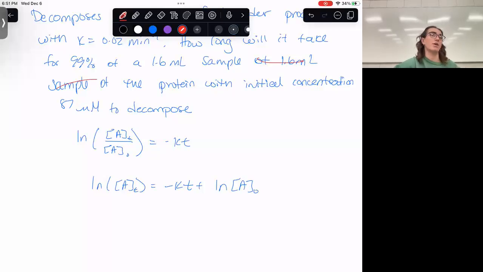You can just say, okay, I want 99% to decompose, which means how much percent will you have left over? You'll have 1% left over. You did the math yourself. So you'll have 87 micromolar times 0.01, because you have 1% left over. So that should be 0.87 micromolar left over.